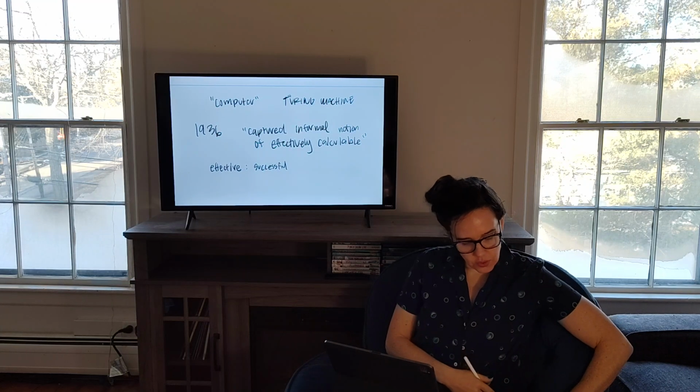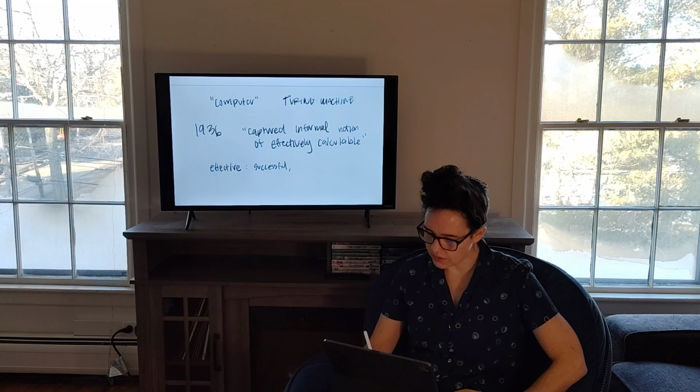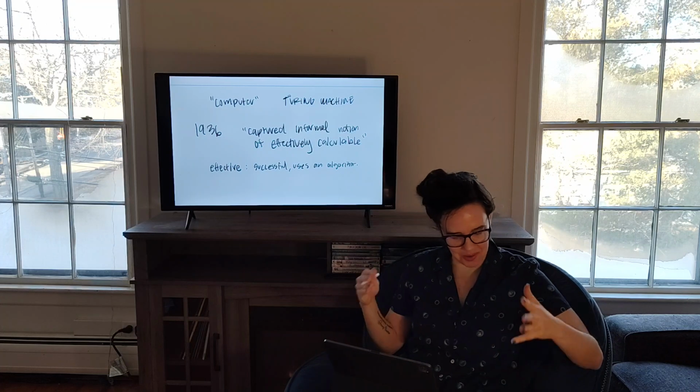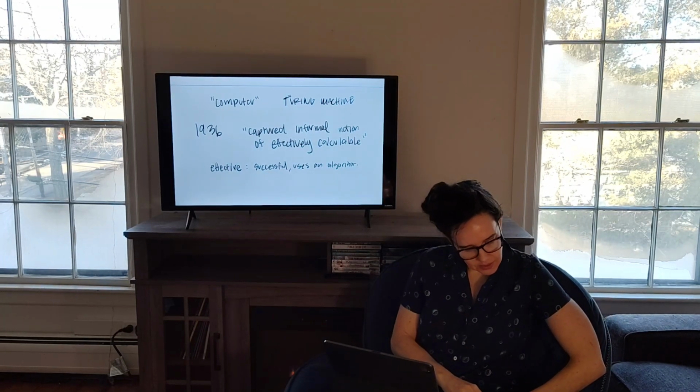So effective uses an algorithm. Well, maybe that's true. Okay, it's kind of hard to talk broad picture like this. So when we get into the math details, maybe it's a little easier.